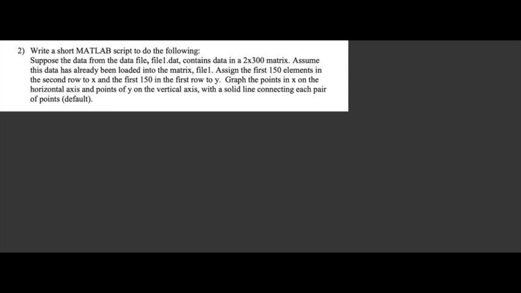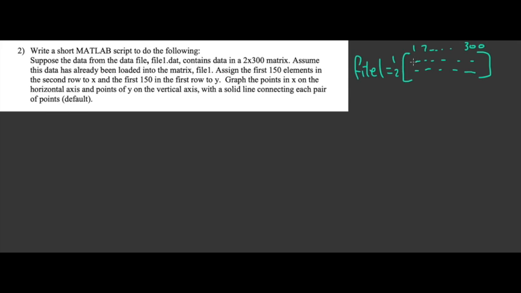So problem 2 is pretty similar to problem 1. The only difference is that we have a data file and we're assuming that it contains a 2 by 300 matrix. So if we call this file 1, it's really just equal to 2 rows with 1, 2, dot, dot, dot, all the way to 300, right? We have a 2 by 300 matrix and it has all these elements.